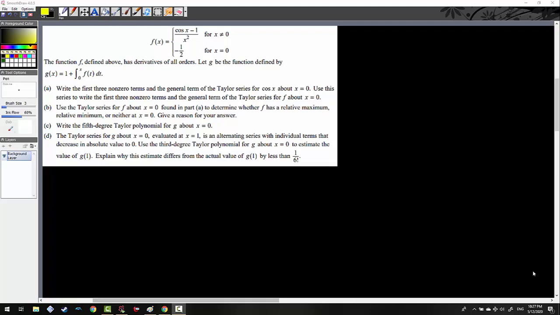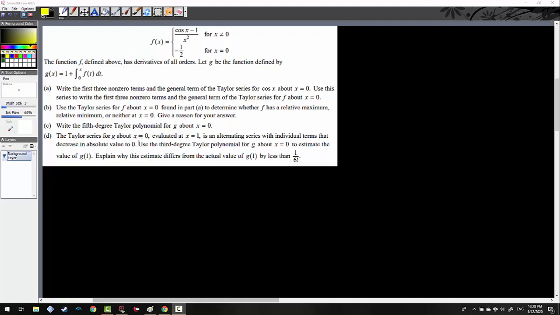And the problem reads, we have a piecewise function at the top, f of x is equal to those two things, centered around 0. The function f defined above has derivatives of all orders. Let g be the function defined by g of x equals 1 plus the integral of that thing.